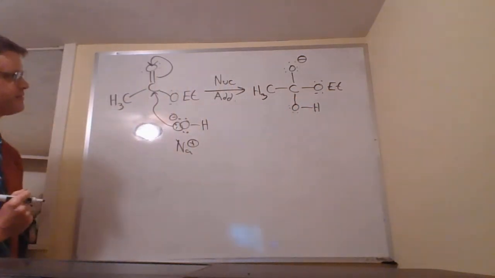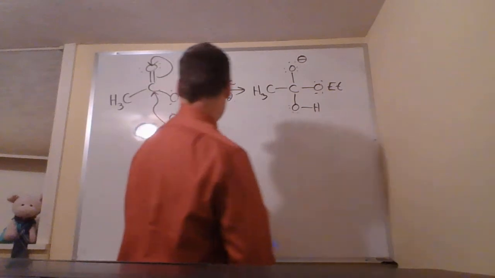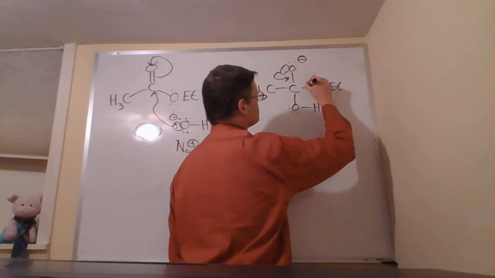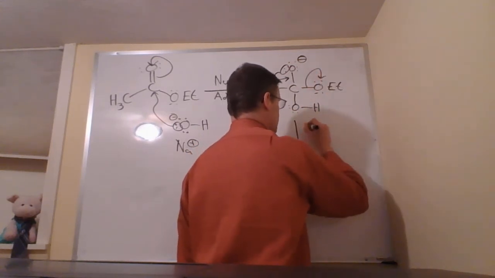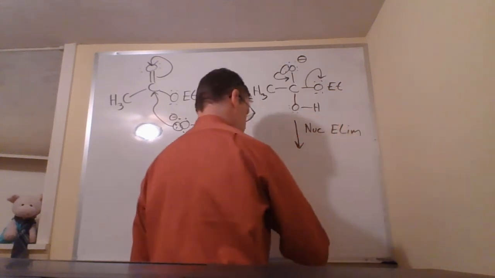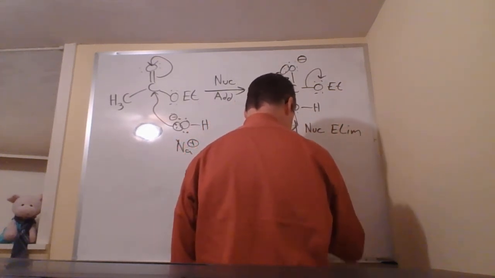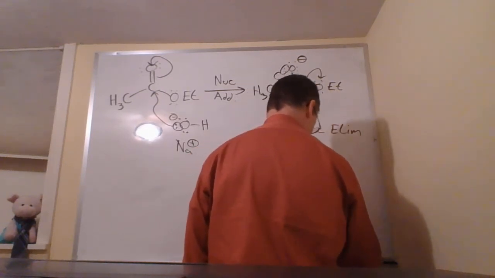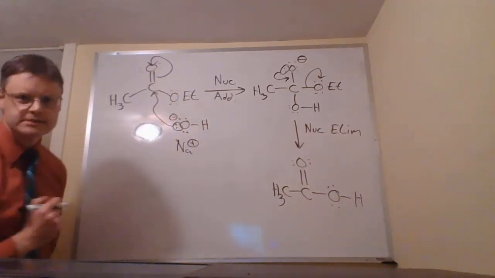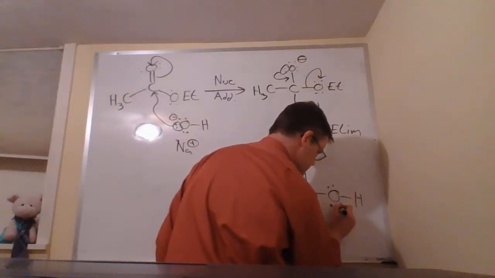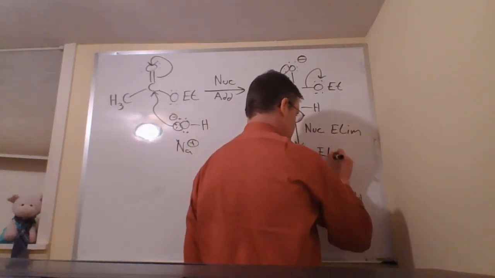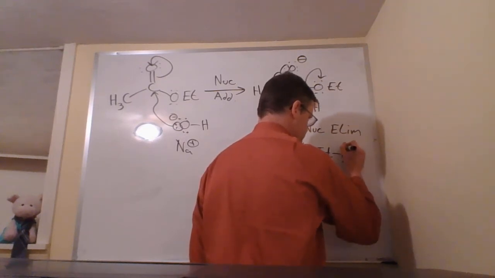There you go. And what's going to happen next is we have a leaving group, that OEt. So that's going to leave. We call that a nucleophile elimination. All right, and that gets us to here. What is that? That is a carboxylic acid. I swear there's some lone pairs there. And we've got what just left, the ethoxide ion.